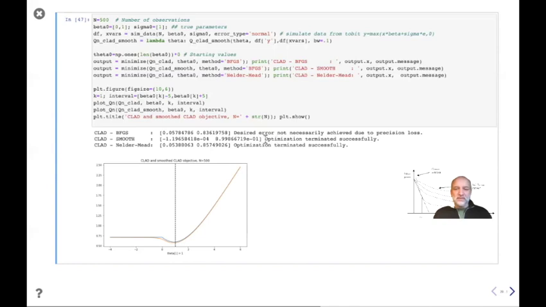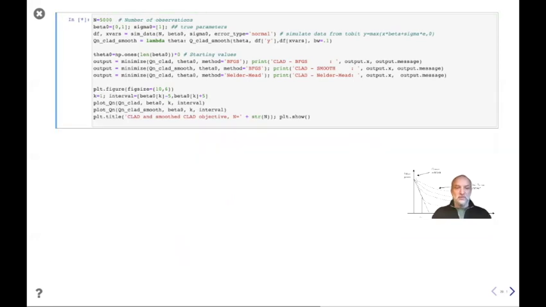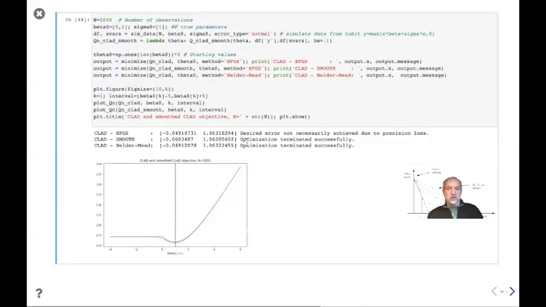But it says it terminated successfully. It did actually get around the same estimate, but actually closer to the true value compared to the hard version that was not smooth. And it's also getting closer than Nelder-Mead. But part of this is potentially due to bias. And of course, why don't we try to increase the number of observations a little bit, so the Nelder-Mead is going to perform better.